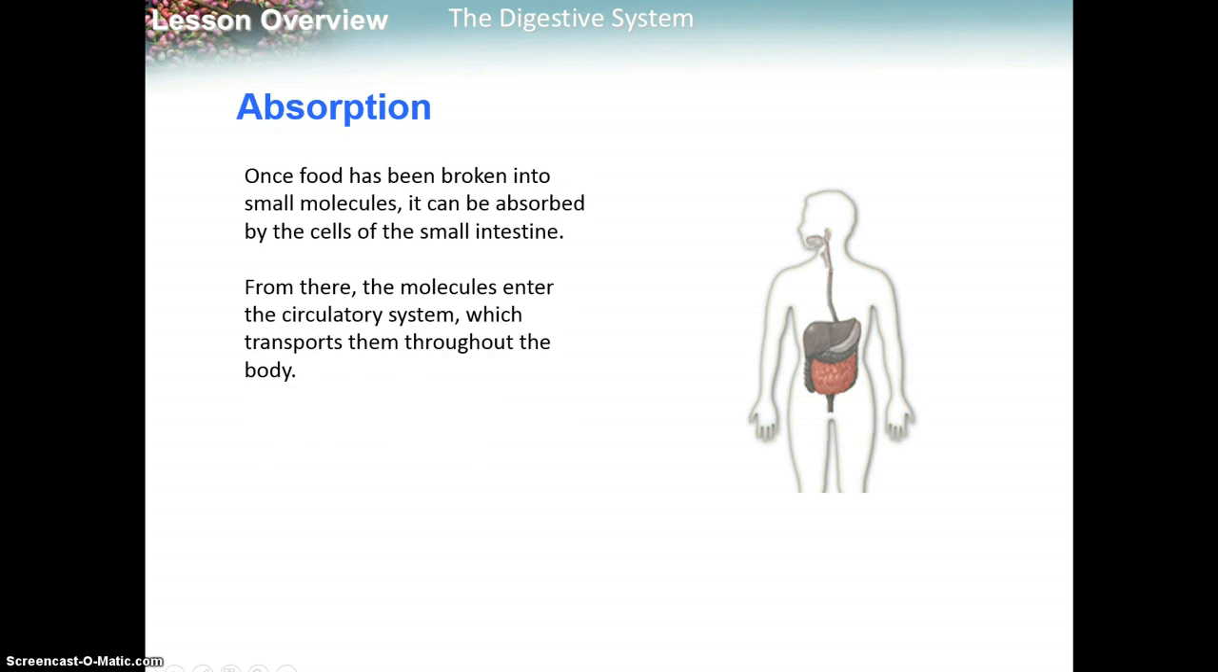Once you have broken down your substance into smaller parts, you're able to absorb it. We're going to see later that the part of your digestive system used to absorb nutrients and molecules is the small intestine. From here, it will enter your circulatory system to transport all those different monomers, like amino acids, monosaccharides, glycerol and fatty acids, to different parts of the body wherever it's needed.